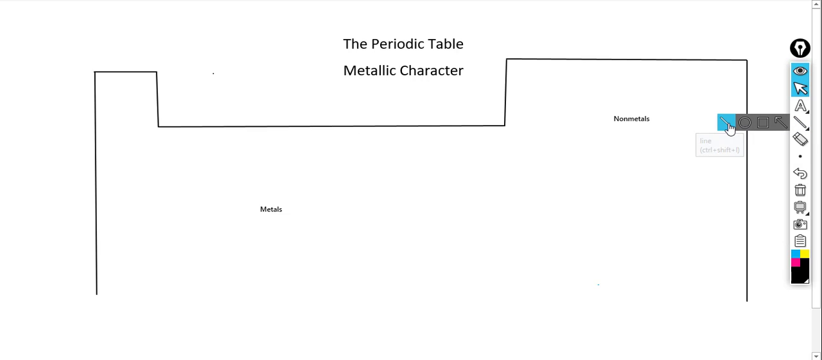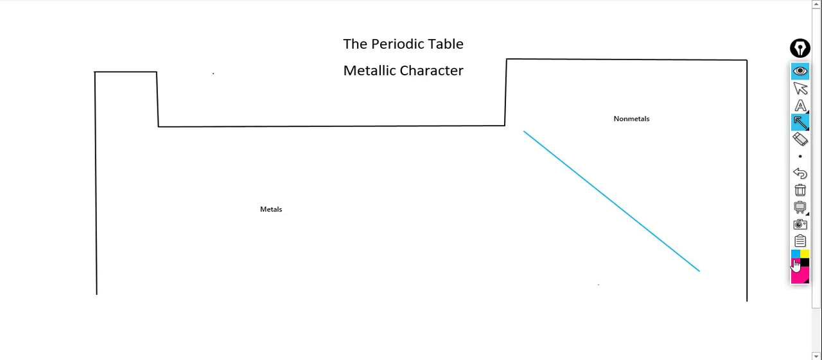And the division between the two, if you remember, is right here. It's kind of right along this area. It's a diagonal line that kind of separates the two. All the trends that we're going to look at run perpendicular to that line, which makes sense because they depend more or less on whether things are more or less metallic.